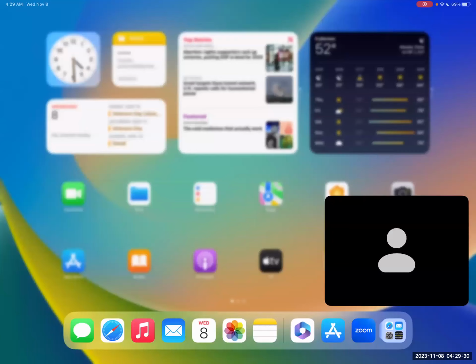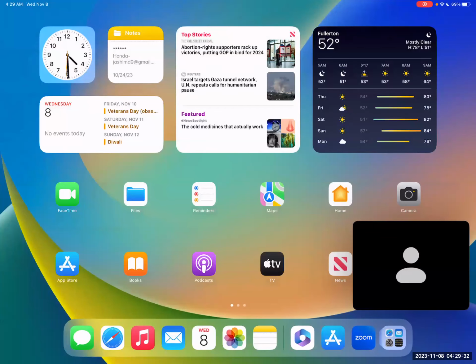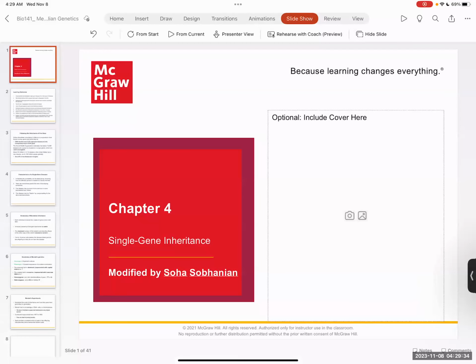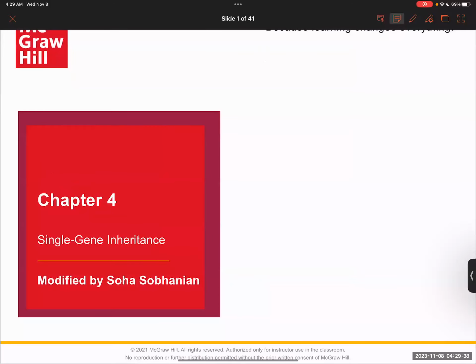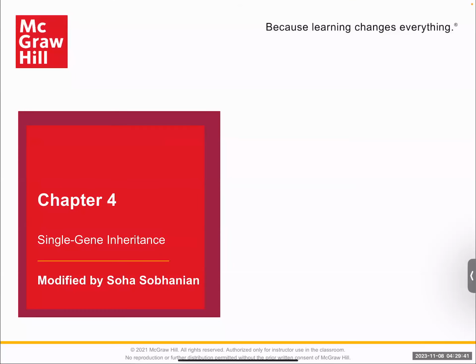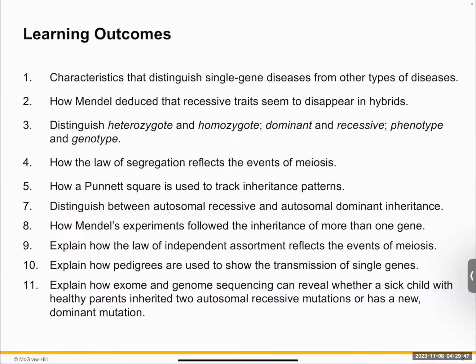Hi, everybody. Welcome to our lecture today, where we are going to focus on Mendelian genetics and how one gene is passed on to their offspring. So here are some of the learning outcomes.